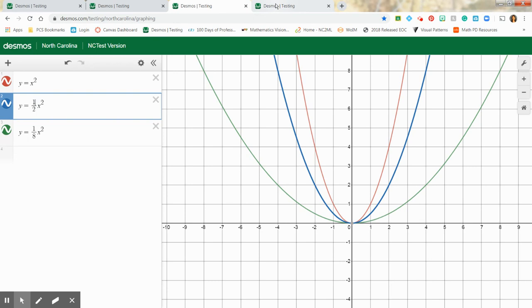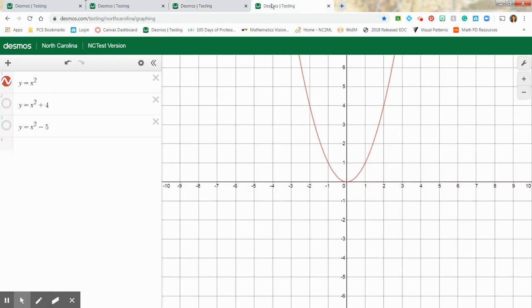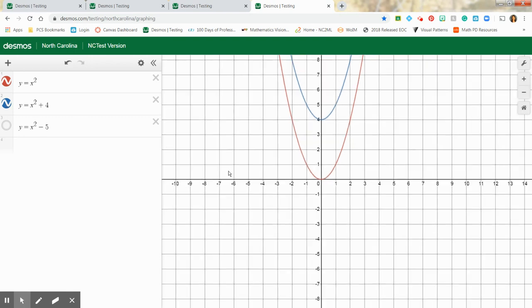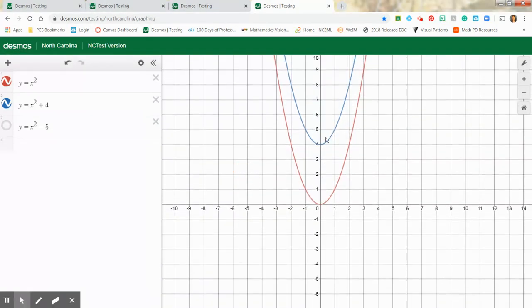All right, last but not least, now I'm going to keep x squared the same, and I'm going to mess around with the constant and see what happens. Now you'll notice right now the vertex is at 0, 0. This is also my y-intercept, and it also happens to be my x-intercept. But I want to focus on what's happening with the y-intercept. So when I turn on this, it shifts my entire graph up 4 units.